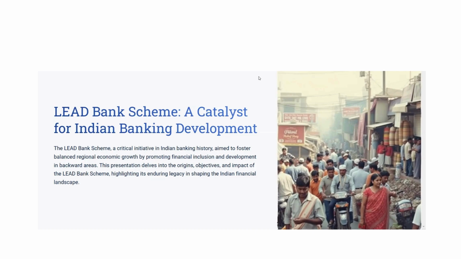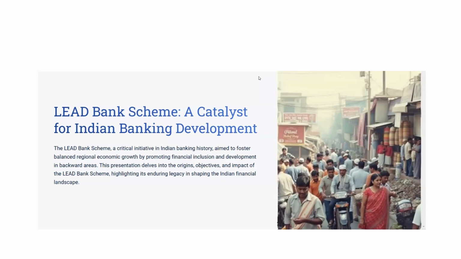Today we will learn about the lead bank scheme, which proved to be a catalyst for Indian banking development, and it created history. It was a critical initiative in banking history by the Government of India, which aimed to foster balanced regional economic growth, and promoted financial inclusion and development in backward areas.